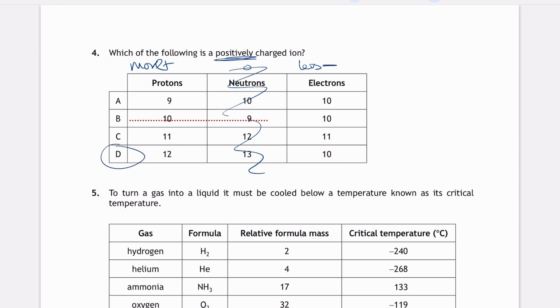If we have a look at the other ones to see what they are, C would actually be neutral. It would be a neutral atom because it has equal numbers of positive protons and negative electrons, so the charges cancel out. B would also be neutral, and A would actually be a negative ion because it's got more negatives than it does positives.